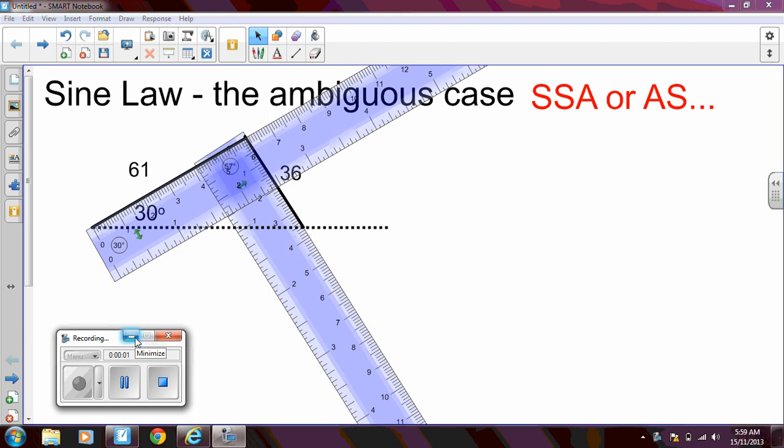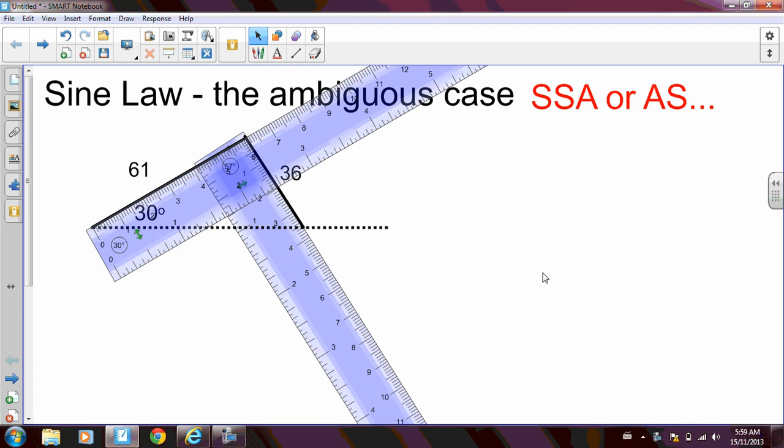Okay, welcome back. Today we're looking at the last special case when dealing with trig. It's a sine law case, but it's called the ambiguous case because we end up with a couple of different possibilities. So we'll take a look at these.